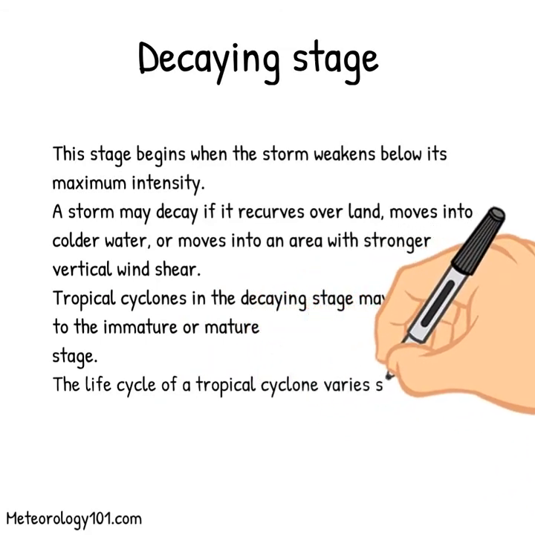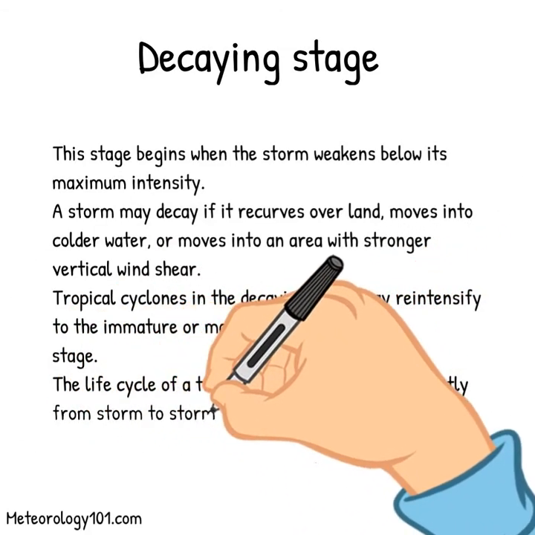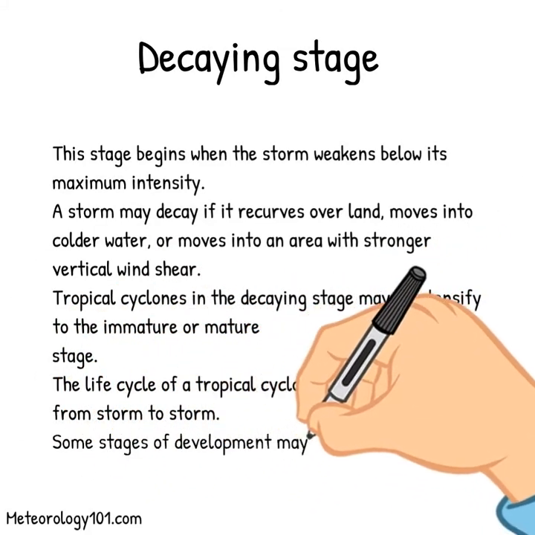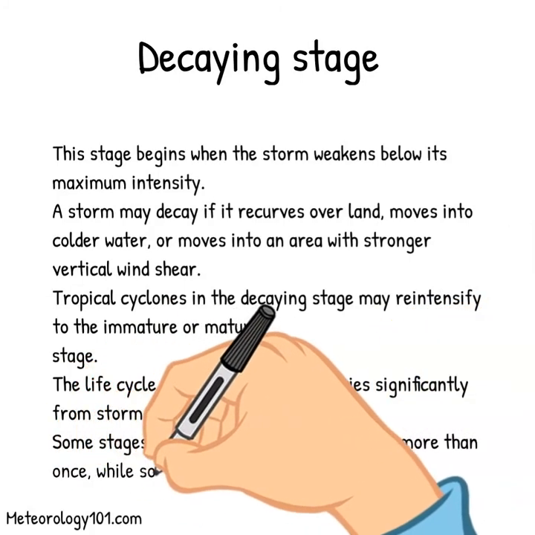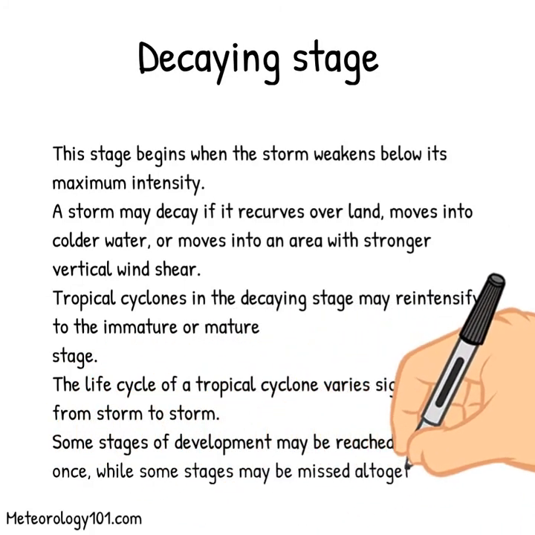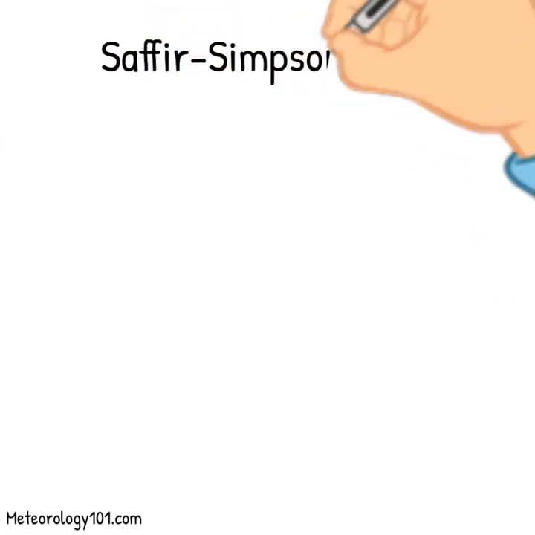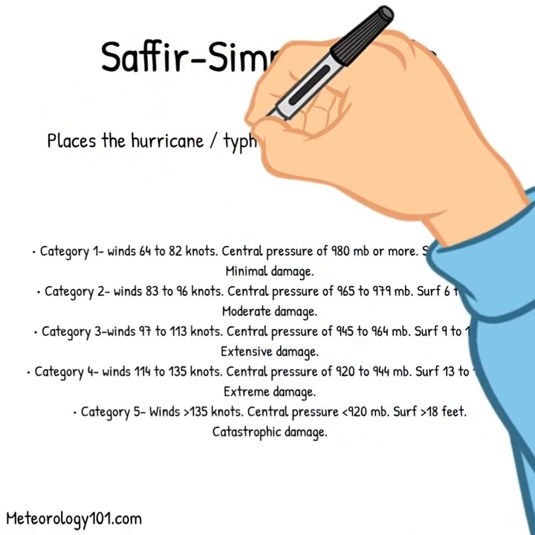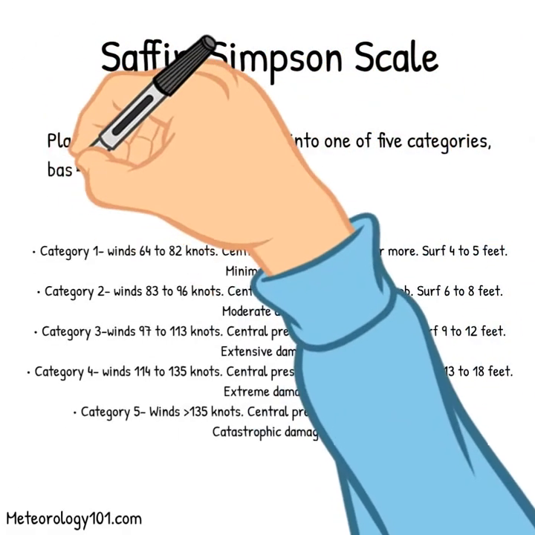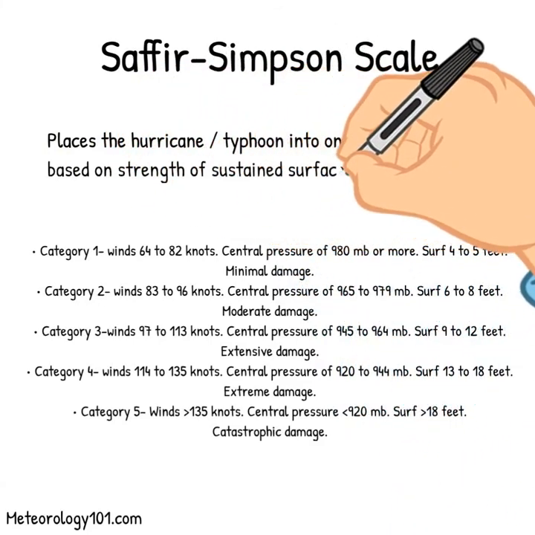The life cycle of a tropical cyclone varies significantly from storm to storm. Some stages of development may be reached more than once, while some stages may be missed altogether. The Saffir-Simpson scale places the hurricane/typhoon into one of 5 categories, based on strength of sustained surface winds.